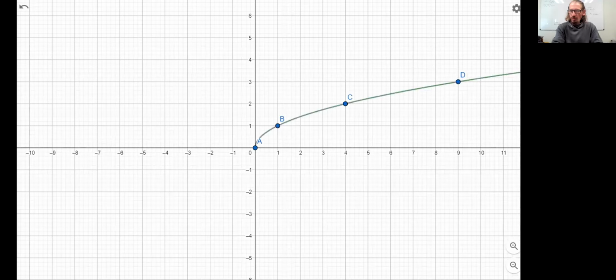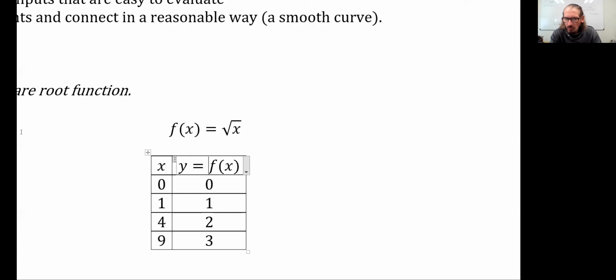It's going to be a nice smooth curve. And we cannot continue back to the left here because we can't take the square root of negative numbers. Over on the right, it's going to keep on going. So when drawn by hand, we should see arrows on the right, but not on the left.